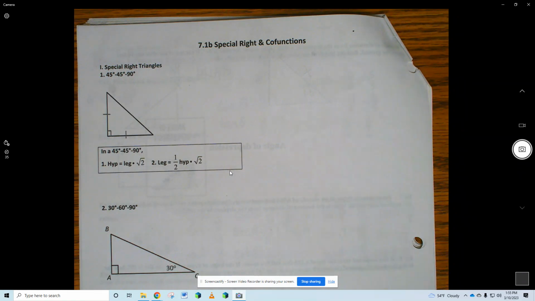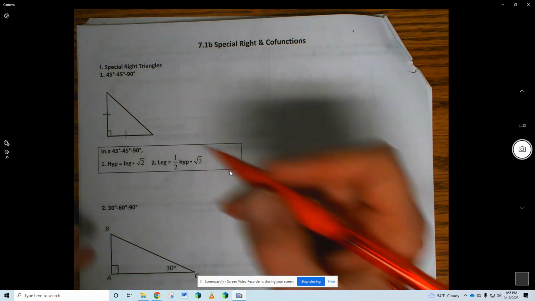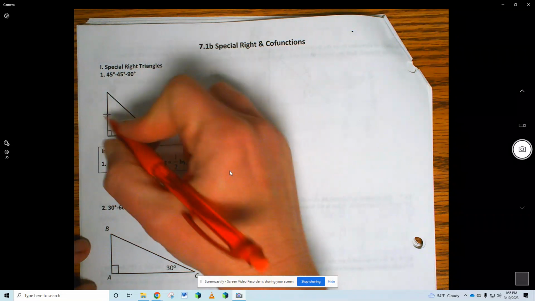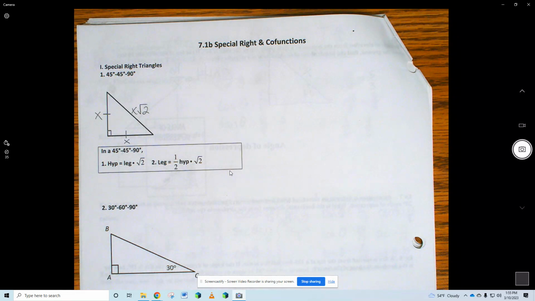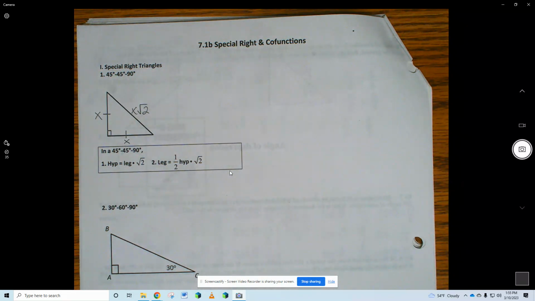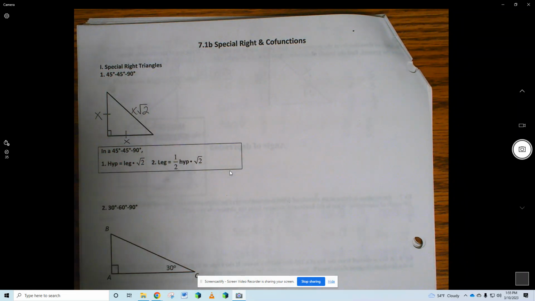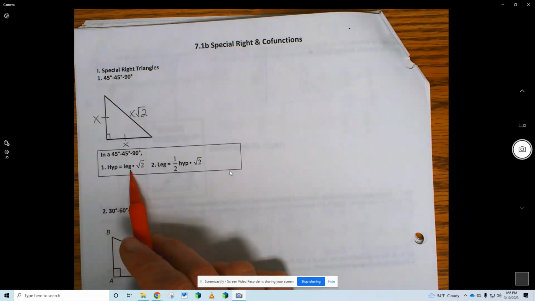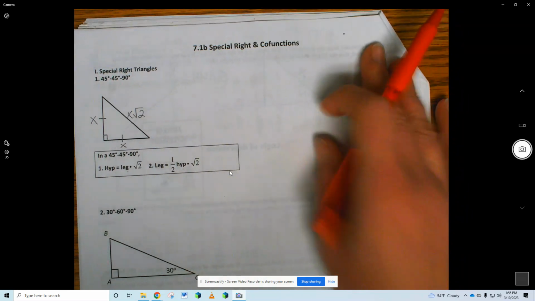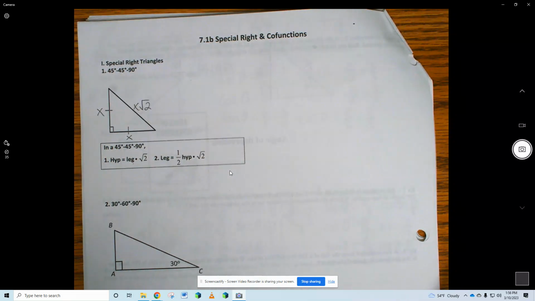All right. So a 45, 45, 90 triangle, as you know, has sides x, x, and x radical 2. Two sides are similar. It's like an isosceles triangle because the two sides are the same, congruent. We practiced this on Wednesday, so you guys are actually pretty good at it.